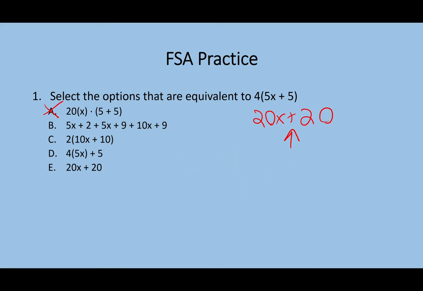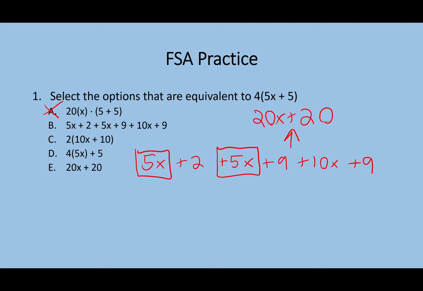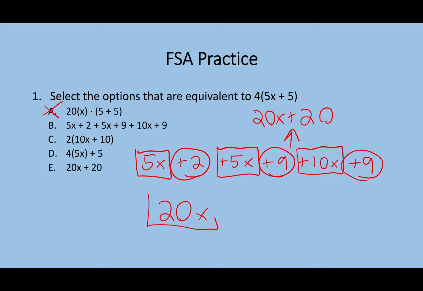Let's work on b. For b, I have 5x plus 2 plus 5x plus 9 plus 10x plus 9. Oh my goodness, so complicated. Well, let's use my box system. I'm going to box up all my x's, and I'm going to circle all my numbers. 5 plus 5 plus 10 is 20, so that's 20x, my box. Okay. 2 plus 9 is 11, plus 9 is 20. That's my circle. Oh wait, 20x plus 20. That's exactly like what I'm looking for. I already found one of my options.